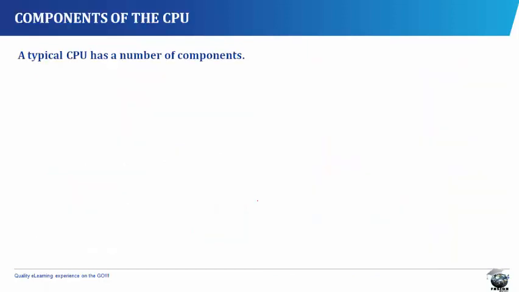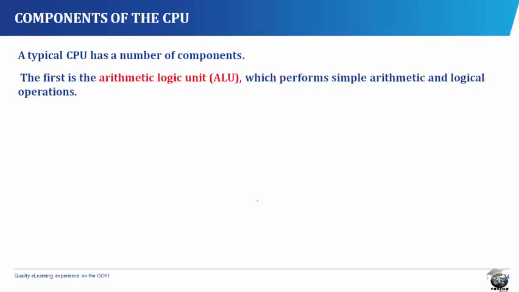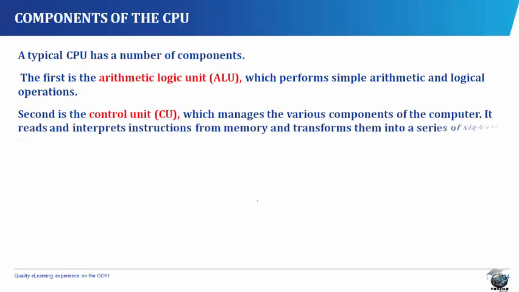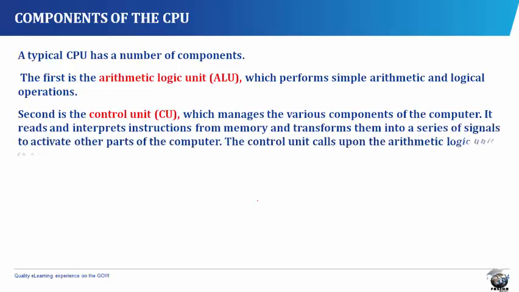Now, let us look at some components of the CPU. A typical CPU has a number of components. First is the arithmetic logic unit, which performs simple arithmetic and logical operations. Also, it has a control unit, which manages the various components of the computer. It reads and interprets instructions from memory and transforms them into a series of signals to activate other parts of the computer. The control unit calls upon the ALU to perform the necessary calculations.